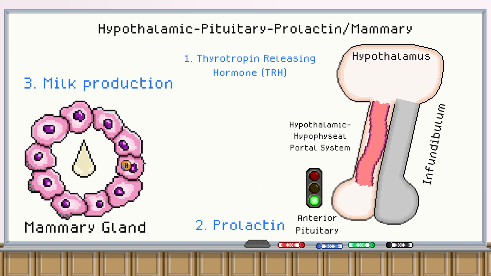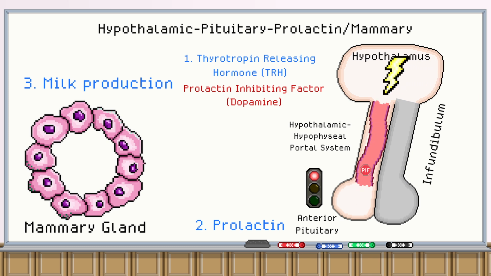So in order to keep the flow of prolactin shut off, prolactin-inhibiting factor, also known as dopamine, is constantly being released by the hypothalamus. It travels down the hypothalamic-hypophyseal portal system to the anterior pituitary, where it prevents the release of prolactin until it's needed. In the case of a stimulus, such as suckling, the flow of this prolactin-inhibiting factor is stopped, and this allows prolactin to flow freely from the anterior pituitary.